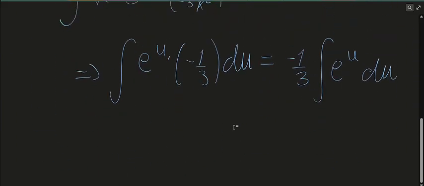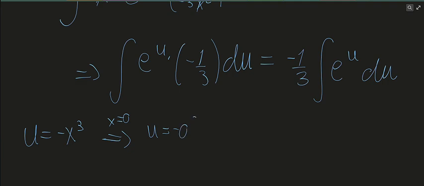So let's see how we do that. u equals negative x cubed. So for x equals 0, you get u is equal to negative 0 cubed, and that's negative 0, which is just 0. Anything times 0 is, of course, 0. That goes on the bottom. And let's actually see what goes with the top.